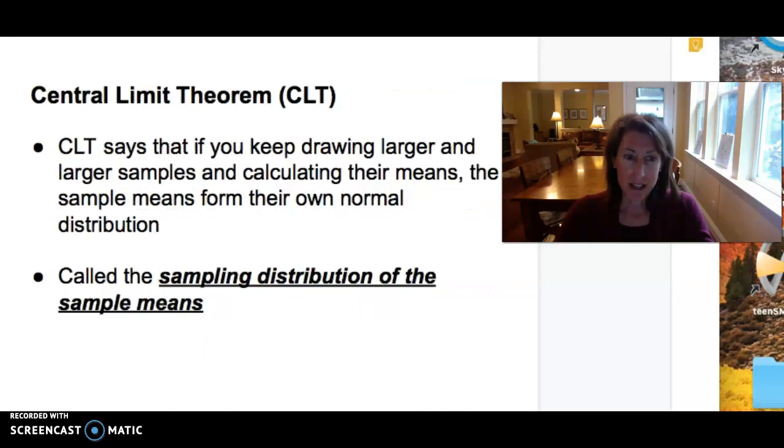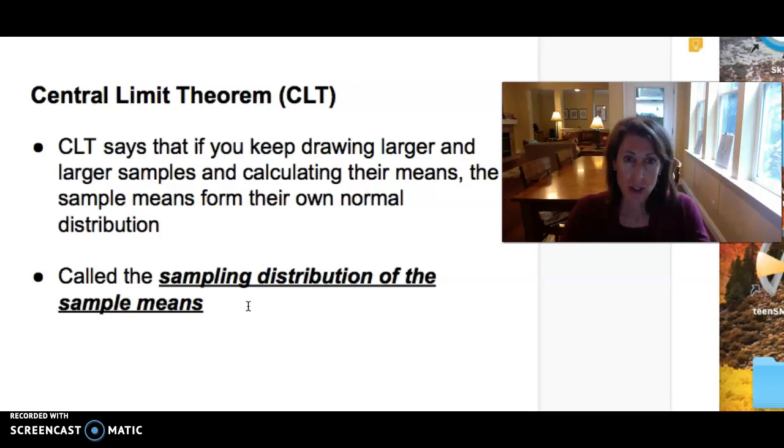So the idea is that we're going to draw these samples from the underlying data, and as you keep drawing them and calculating their mean, we are going to have this normal distribution, and it's a normal distribution of the sampling means. So it's this long thing called sampling distribution of the sample means. And all that it means is that we've taken our underlying data and turned it into a format that we can use all of our normal distribution, normal CDF, inverse norm tools with.